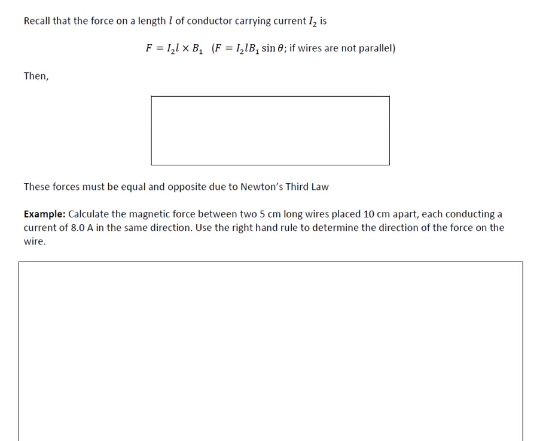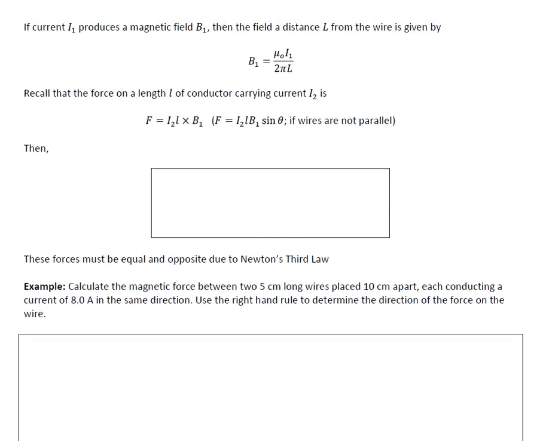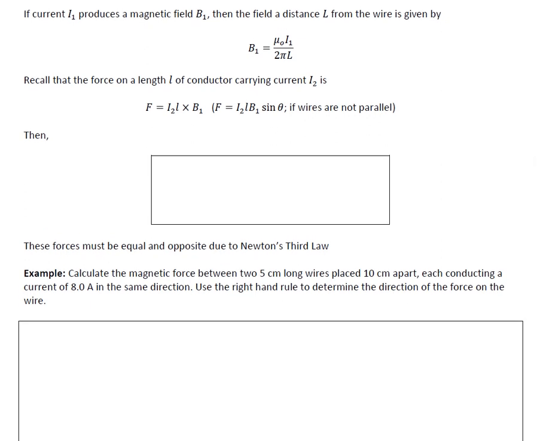Okay, so let's scroll down. So remember this equation from last day. F is equal to ILB. But basically the current of one creates a magnetic field, which will then interact with the other wire. So if we combine our various equations, actually I need to scroll up. Here we go. So here's our equation we saw just today.